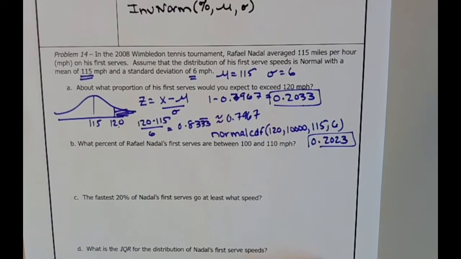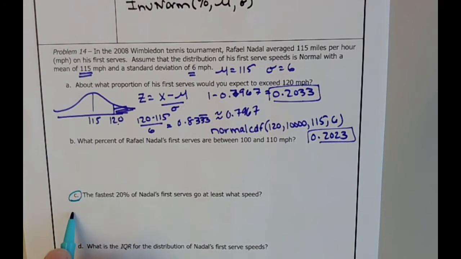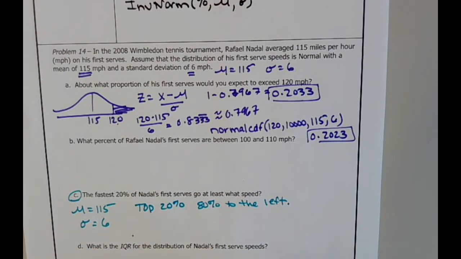But then you have this one. This is where you want to use that inverse norm. It says what percent of his serves, no, that's not the one I wanted to do. I wanted to do C. The fastest 20% are going at what speed? So we know that the mean is 115 and your standard deviation is 6. So 20% means that 80% is lower. So in the Z chart, we're looking for 0.8.